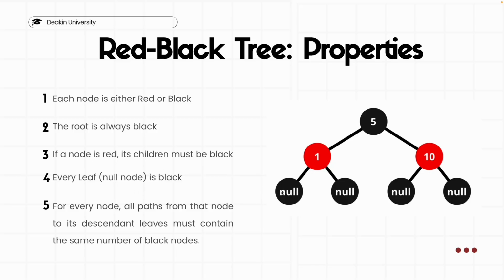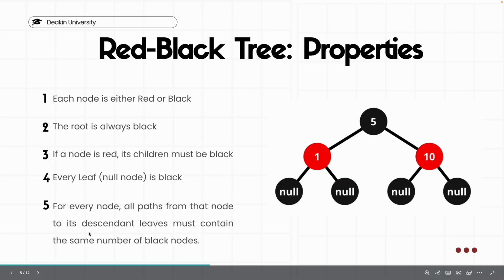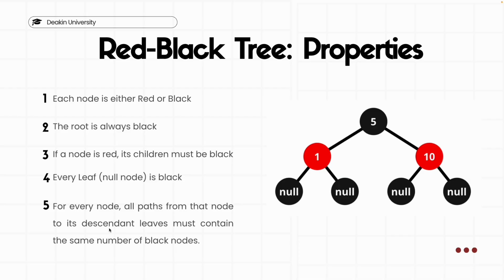As you can see in the picture, all of the null nodes are black. Normally when we draw a red black tree, we don't draw the null nodes, but we always consider there is a null node there and it is black. The final one is very important. For every node, all paths from that node to its descendant leaves must contain the same number of black nodes, and this is called the black height property. This rule helps the red black tree stay almost balanced, so the height does not become too large, but it is not perfect like the AVL tree.